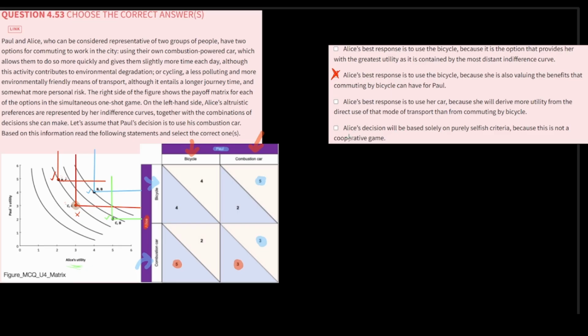Alice's decision will be based solely on purely selfish criteria because this is not a cooperative game. No, not at all, because we said Alice is altruistic. She cares about Paul's utility. It's why the utility function is downward sloping and not just a vertical line. So in this case, our only true one is B.